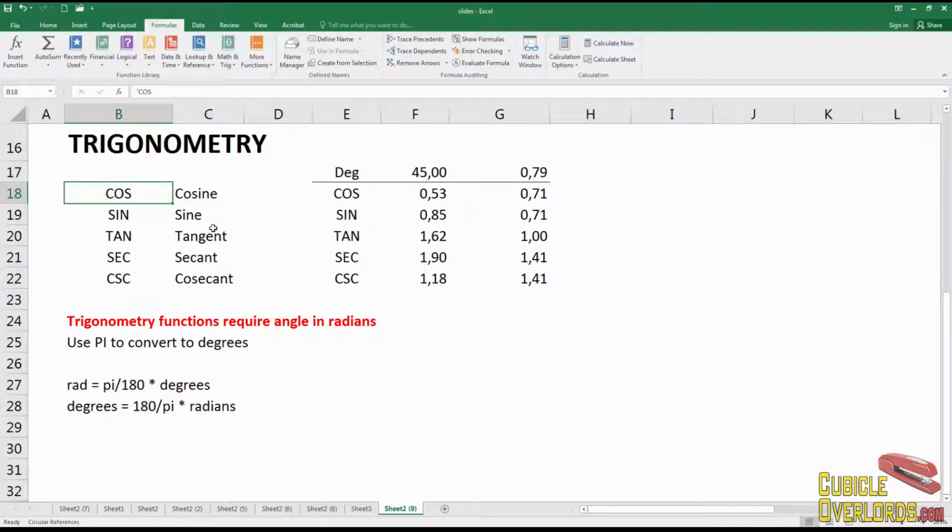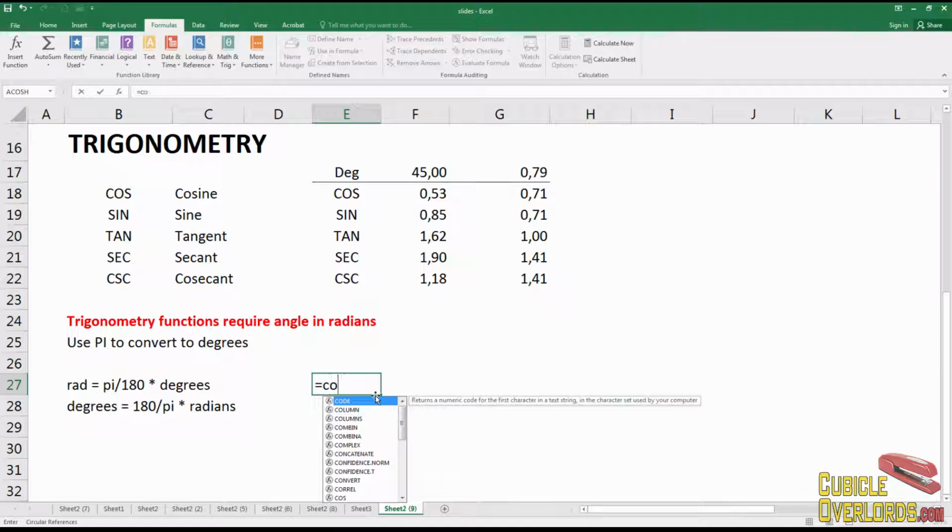How do you use these functions? Well, these functions are really easy to use. Most of them simply take one value, and that value is the angle that you want to use the function on. So if I type cosine here, which is cos, it says cos requires one argument, which is a number, and that's the angle that you want the cosine for.